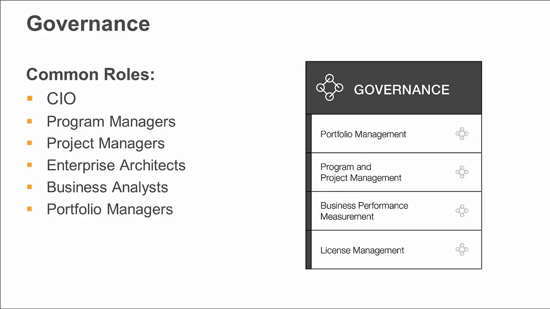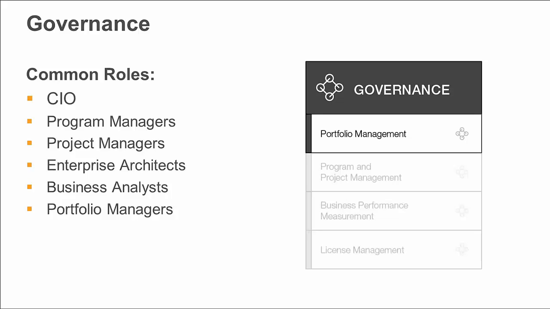Going through governance here, common roles in the governance perspective, we tend to see CIOs, program managers, project managers, enterprise architects, business analysts, and portfolio managers. And to talk through that a little bit, portfolio management is kind of an interesting facet here in particular, primarily because of the need for this real kind of in-between space between the business capabilities and the technical capabilities, or the business stakeholders and the technical stakeholders. And that's where we see things like portfolio management start to become very critical as a governance capability.